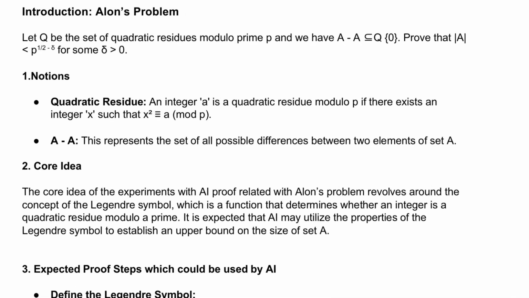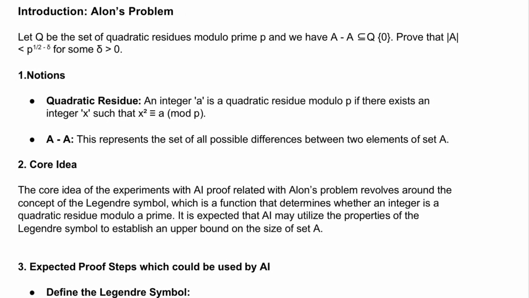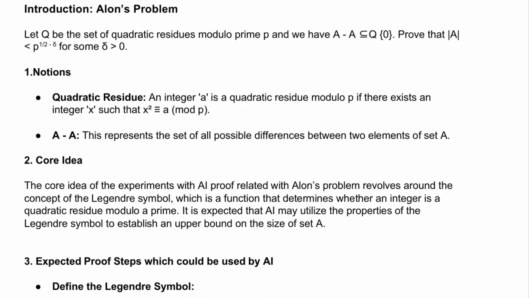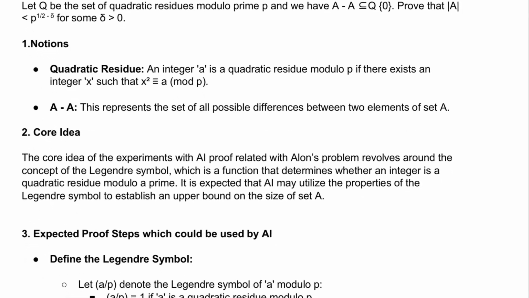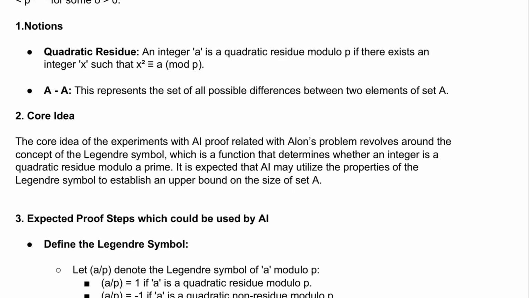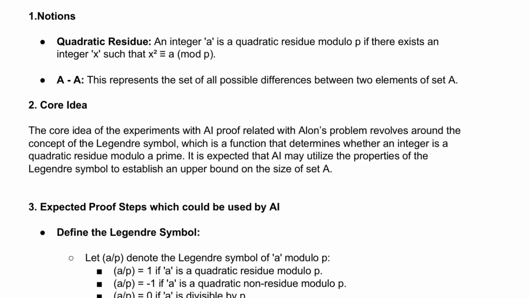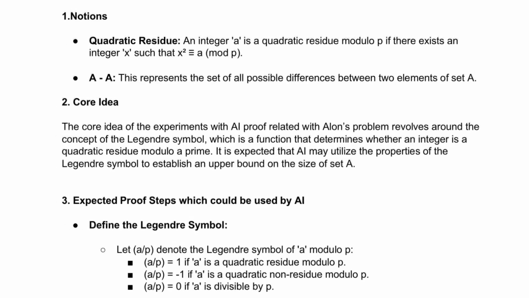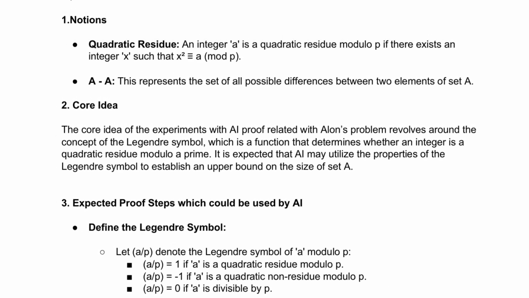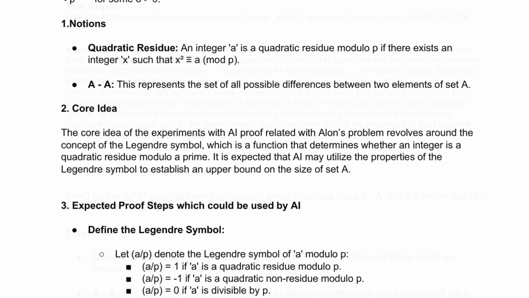But why is finding this limit, this upper bound, on the size of set A such a big deal? What makes Alon's problem so intriguing to mathematicians? It's a great question. It's not just about solving a puzzle, it's about uncovering something fundamental about the structure of numbers and sets. It gives us a deeper understanding of how these concepts are connected.